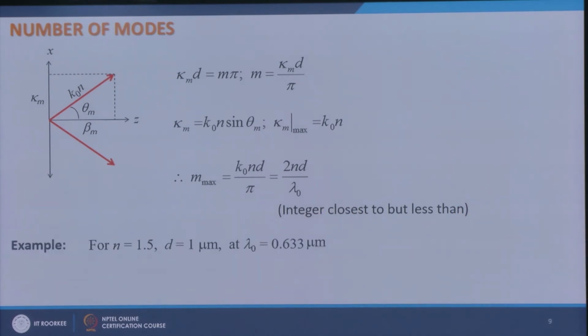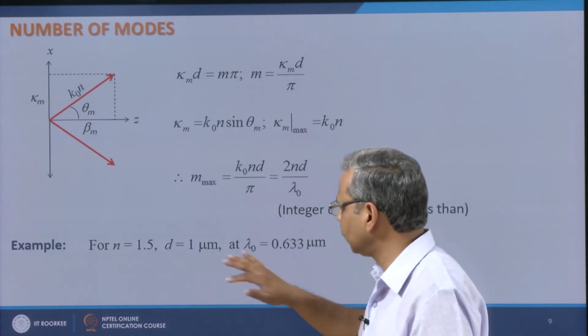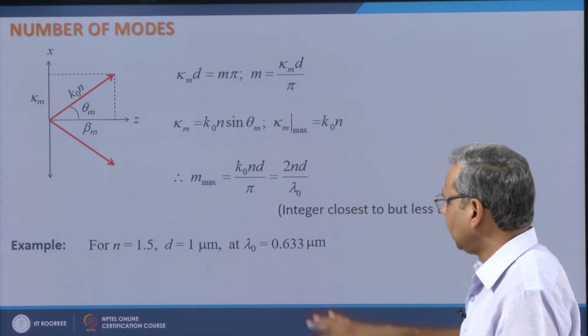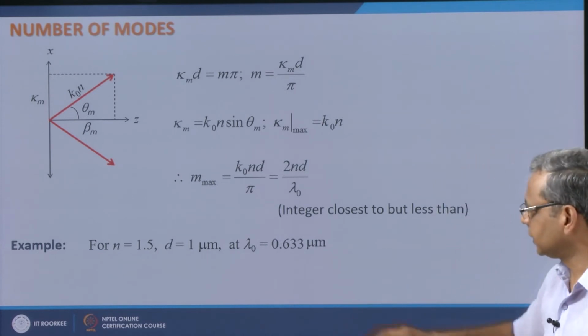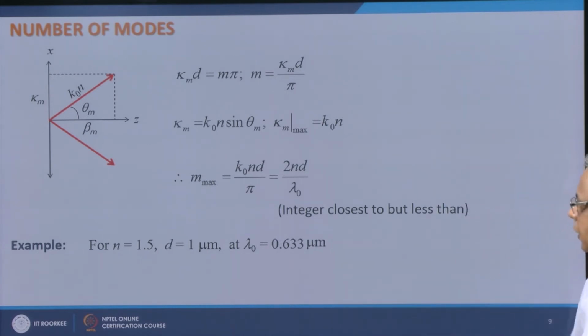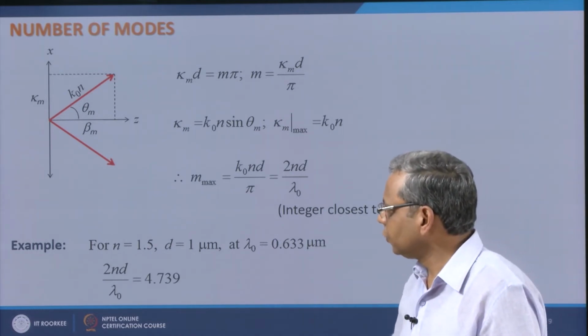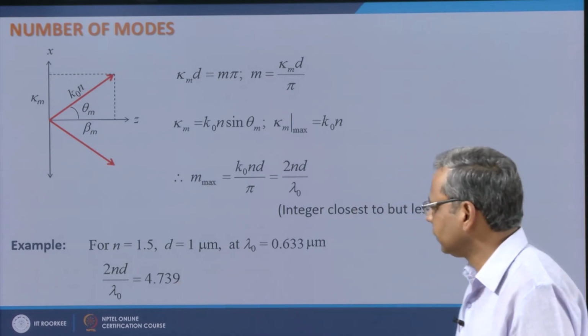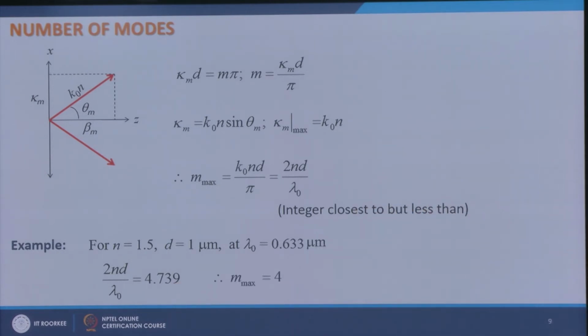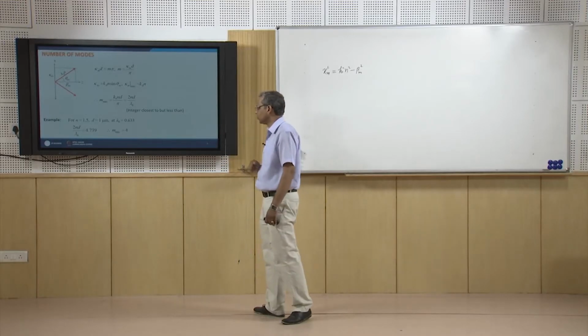For example, if I have n is equal to 1.5, d is equal to 1 micrometer, and lambda is equal to 0.633 micrometer, then 2 n d over lambda naught comes out to be 4.739, and this gives me the maximum number of modes as 4. So there would be 4 modes supported.